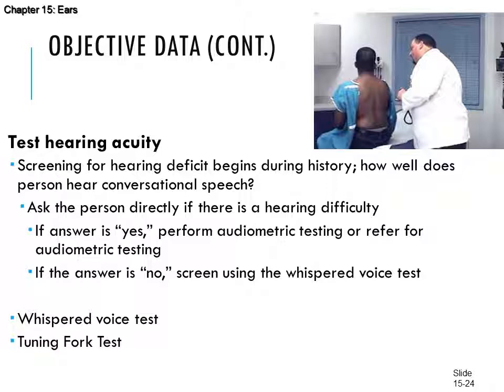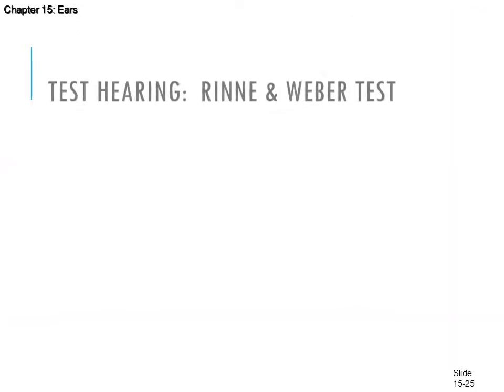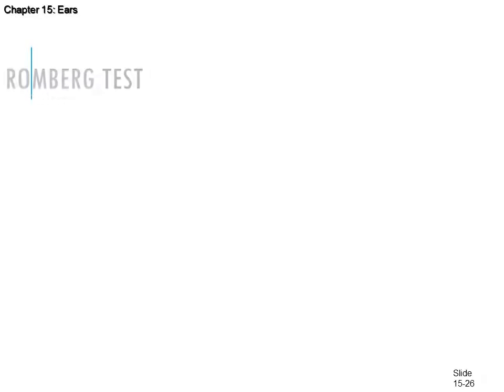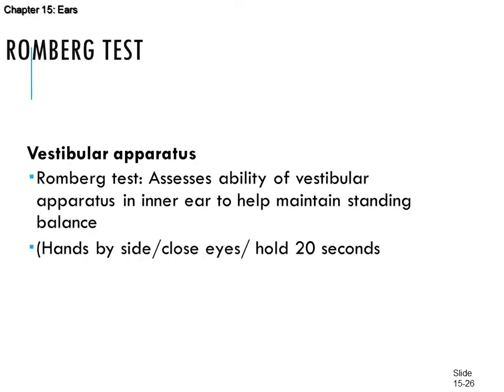Then the Weber test would be the tuning fork. You activate it and put it on top of the patient's head, and they should be able to hear it bilaterally, evenly. That way we know that there are no hearing loss deficits. So that's the Weber test. It's not as reliable, so we truly don't want to keep using that same one again.